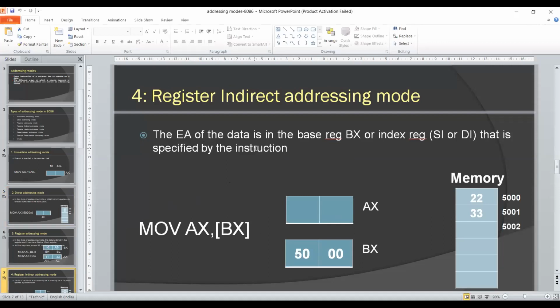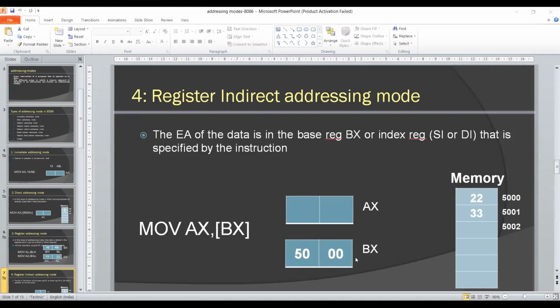The effective address of the data is in the base register or index register. We can use the index register also here. Whichever register is free, base or index, we can use it, and it is specified by the instruction. For example, MOV AX, [BX]. This means BX will contain the effective address. Here BX contains 5000, so 5000 is the effective address, not the data. The data is placed in the 5000 location.